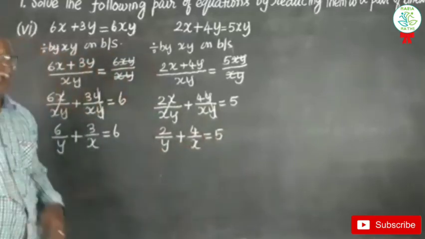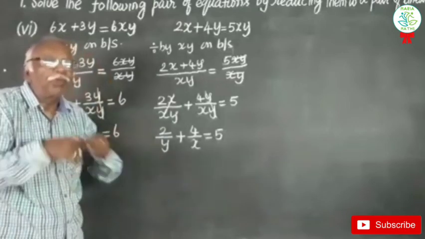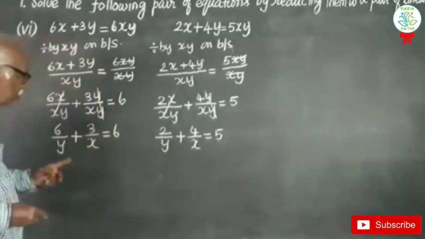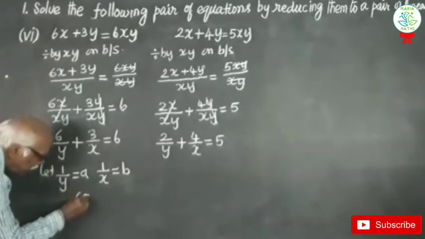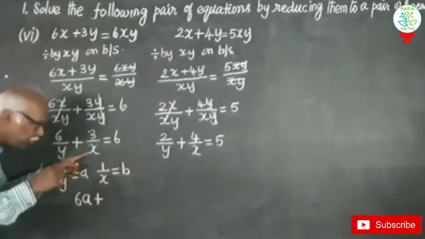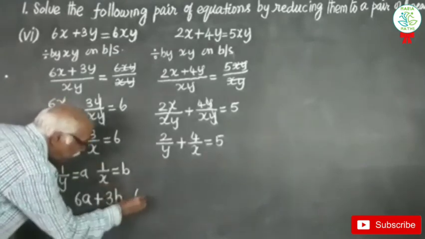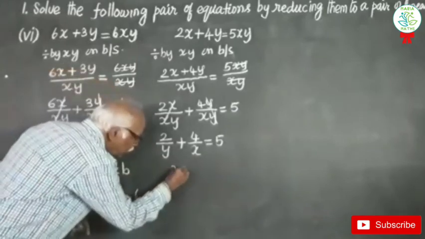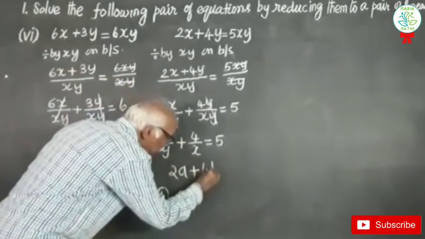Even though it is not a linear equation in two variables, to convert this equation into a linear equation, we have to get a proper substitution. What is the substitution? 1 by y is equal to a, 1 by x is equal to b. 6 by y equal to 6 into 1 by y, 6a, plus 3 by x is equal to 3 into 1 by x, 3b equal to 6. Equation number 1. 2 by y, 2 into 1 by y, 2a, plus 4 by x, 4 into 1 by x, 4b equal to 5.